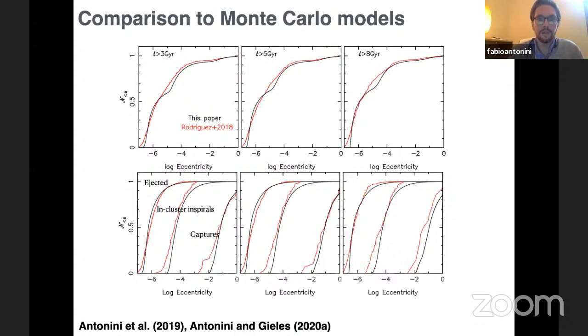eccentricity distributions here, which are plotted at different times, after 3, 5, and 8 gigayears from the formation of this particular cluster model. And you see again that the match between the fast models and the Monte Carlo models is very good, with maybe only 10% of all sources having an eccentricity larger than 10 to the minus 2 in LIGO. So this is the cumulative eccentricity distribution of the black hole binaries when they enter the LIGO frequency band. And in the lower panel, you see the distributions for the three types of mergers: ejected, in-cluster inspirals and captures. You see that all the eccentric mergers are gravitational wave captures, while both in-cluster inspirals and ejected binaries have eccentricities that are typically too small to be measurable in LIGO. But again, one of the points I want to make here is that the match between Monte Carlo models and our fast models is very good.